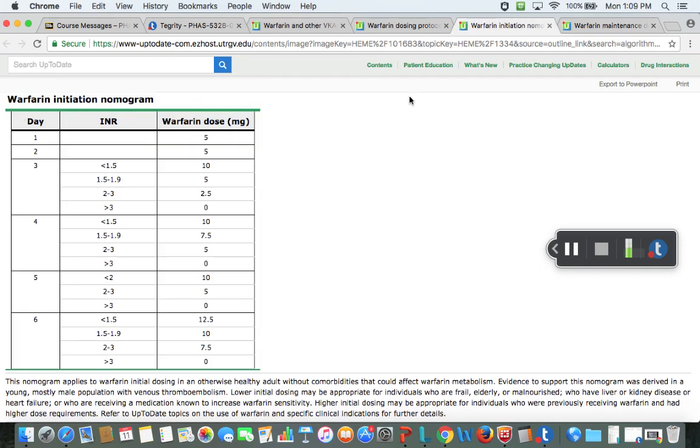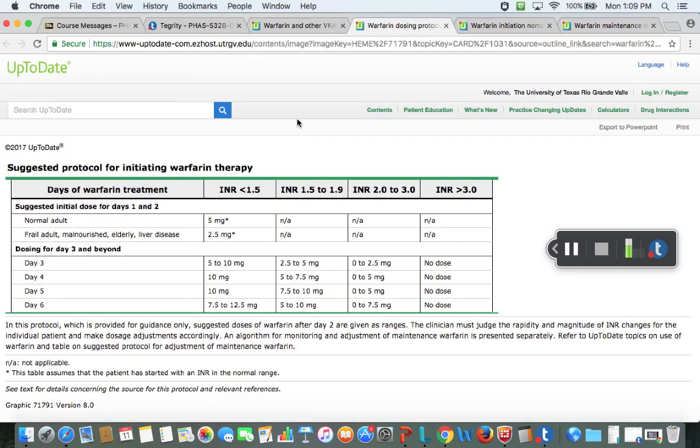And then this one is the warfarin initiation nomogram. And then the first one I showed you was the suggested protocol for initiating warfarin therapy. So that'll give you guys an idea, hopefully, to help when you're out in practice and trying to initiate these and then maintain patients when they're on warfarin. So feel free to email me if you have any questions, or again, if you're really struggling on trying to get these, or if you want them or whatever, I can get you these tables too.